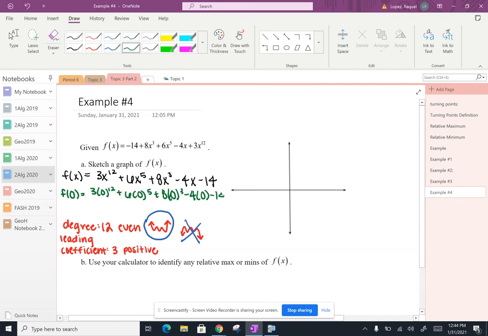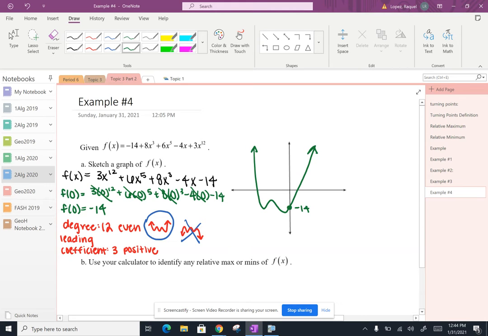And let's see what we're left with. So this term reduces to 0. So does this one and this one and this one. So all that I'm left with is negative 14. So my y-intercept is (0, negative 14). And I'm going to go ahead and put that on my graph. Okay, so I've got a graph that looks like this.